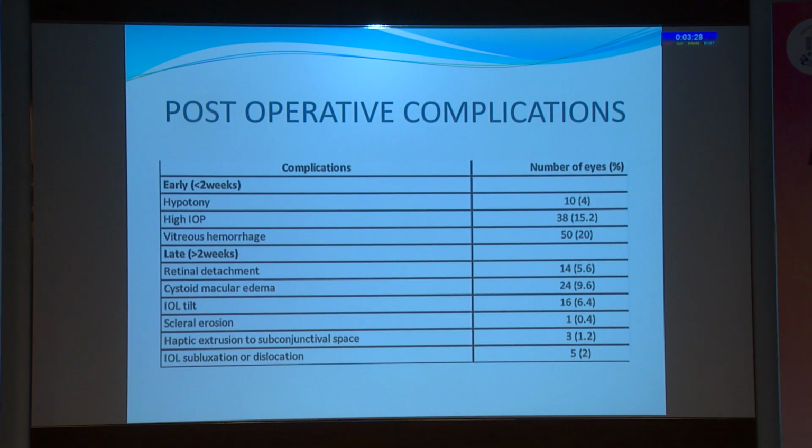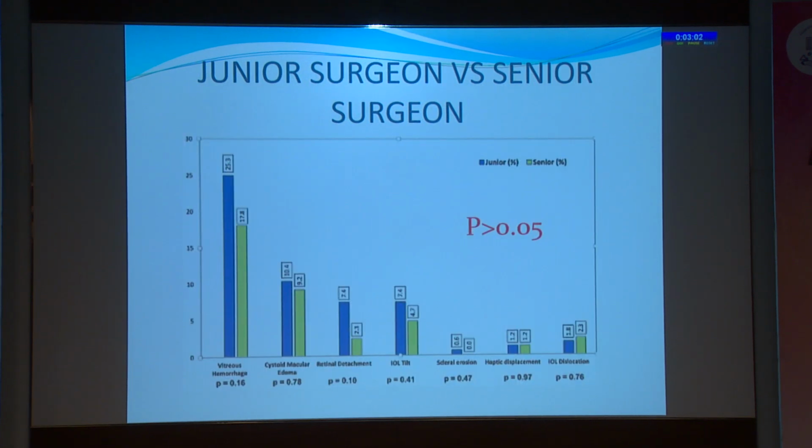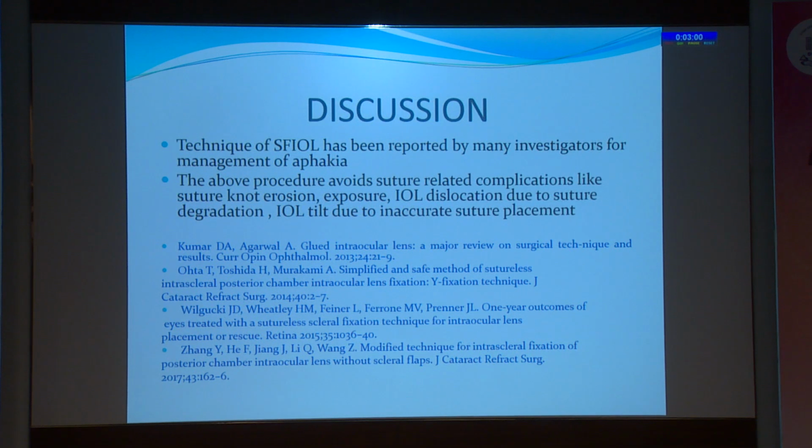The most common early complications were vitreous hemorrhage and the late complication was cystoid macular edema. Other complications noted were hypotony, high IOP, retinal detachment, IOL tilt, scleral erosion, and IOL subluxation or dislocation. When the junior surgeons and senior surgeons were compared, in each group there was a significant post-operative best corrected visual acuity, and between the groups there was no significant difference in visual acuity and also in the complication rate. So the technique of SFIL has been reported by many investigators for the management of aphakia.